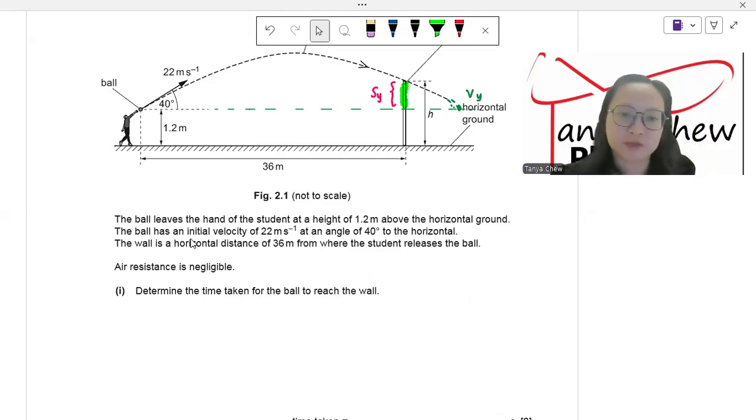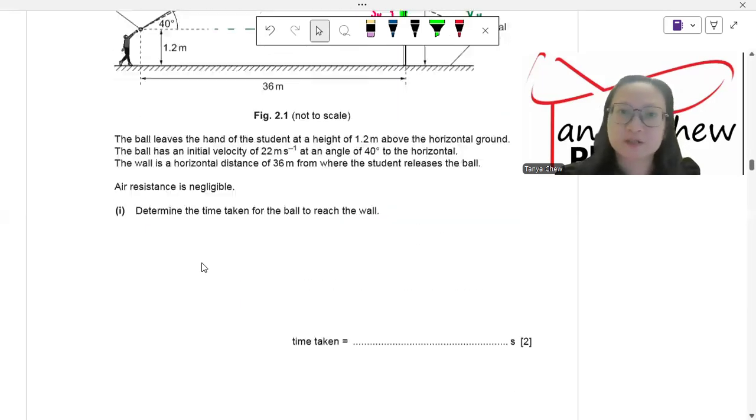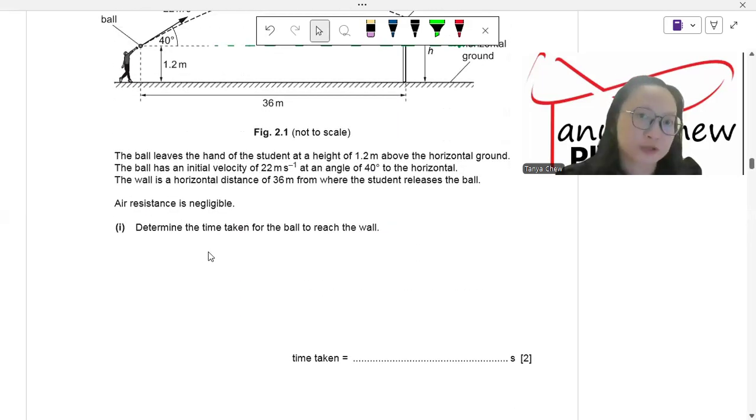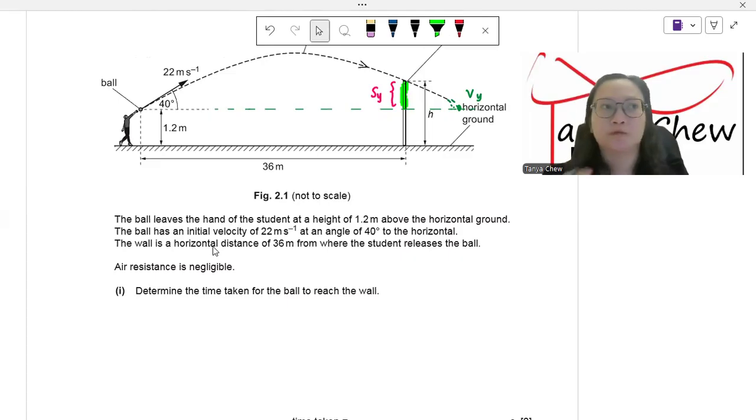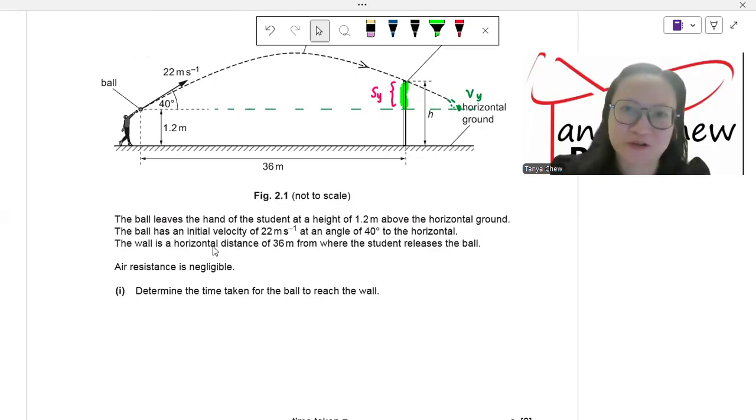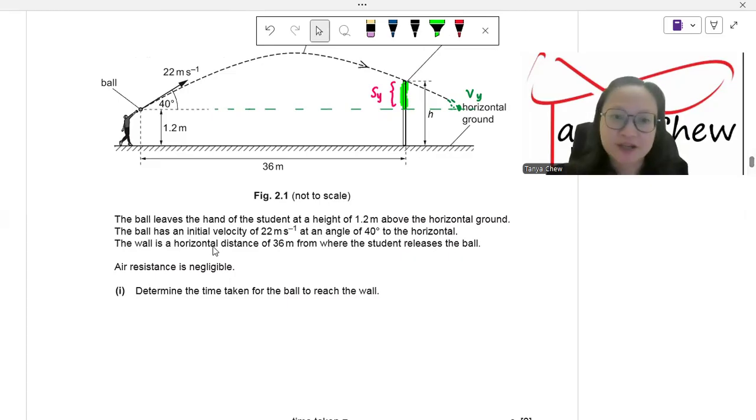First part, determine the time taken for the ball to reach the wall. Now, since this is 2 marks given, it wouldn't be that hard. So how do you go about that? I try my best not to resolve because this is projectile motion. Projectile motion is a curved motion which you can resolve into vertical and horizontal direction. I try my best not to resolve into vertical direction because it will be more complicated as compared to horizontal direction. In this case, since the horizontal distance or the range of the ball is given, I need to just use the range to find the time taken. So how do I go about it?